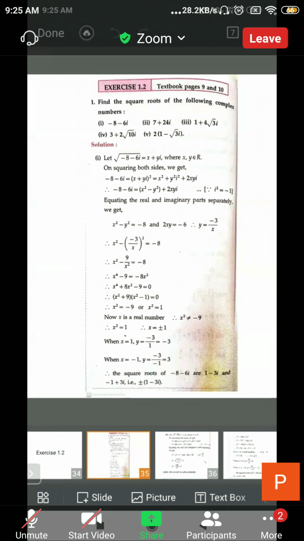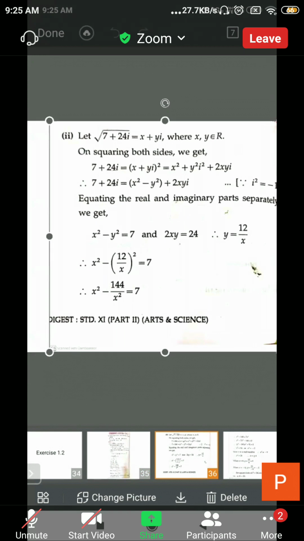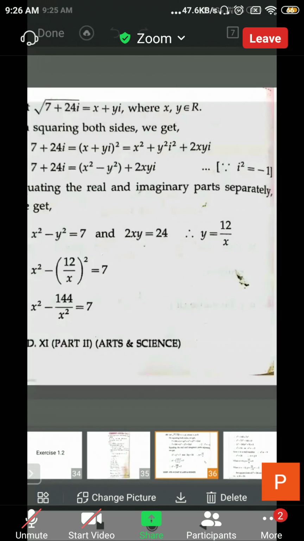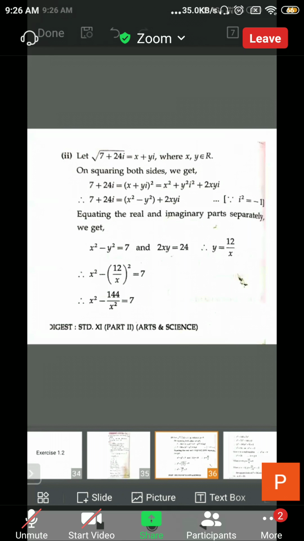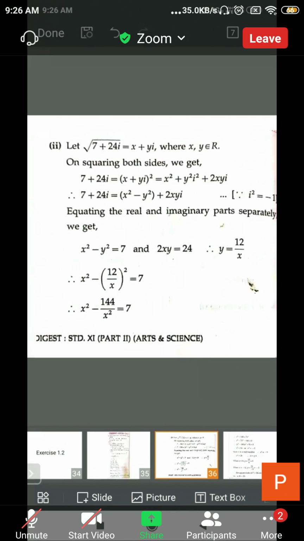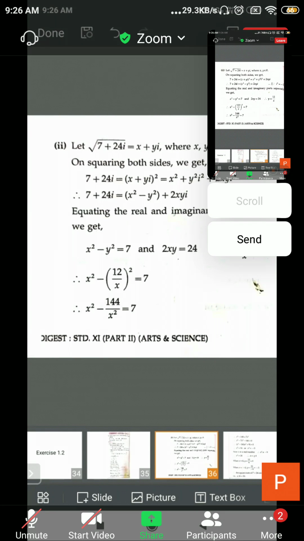Now you got the method? Yes. Now move toward the next example. Just similar to the previous one. Same example.